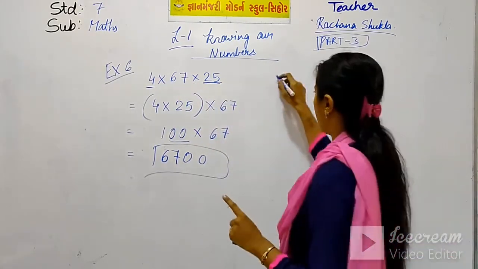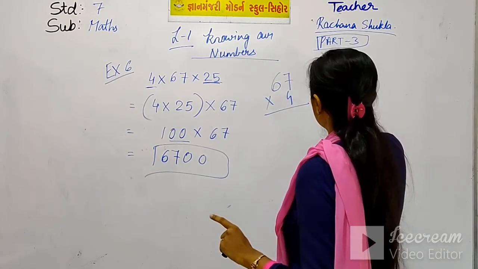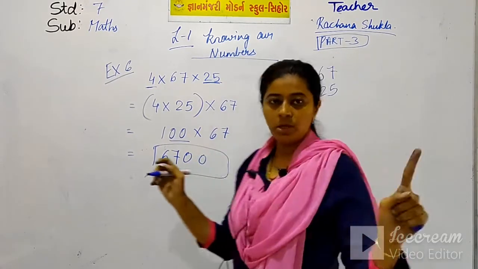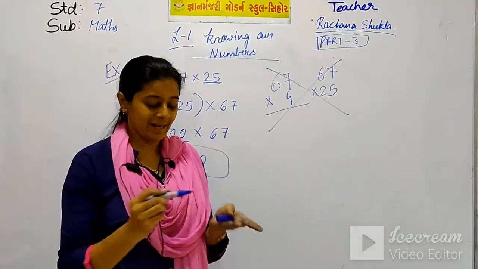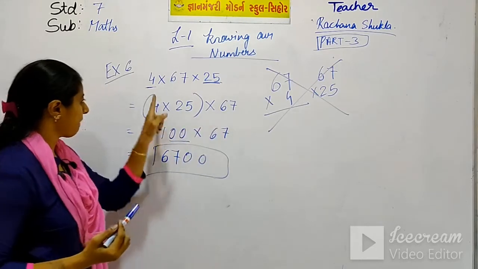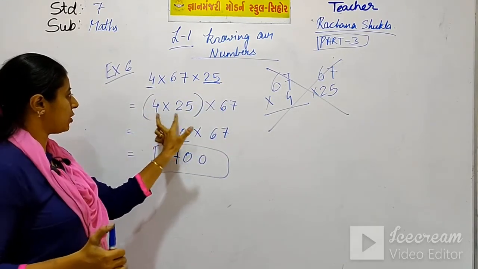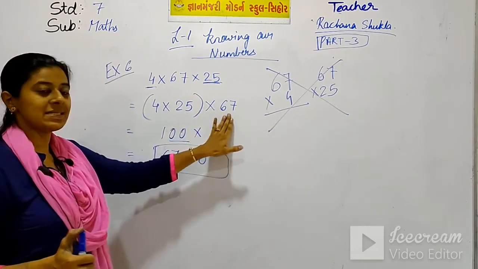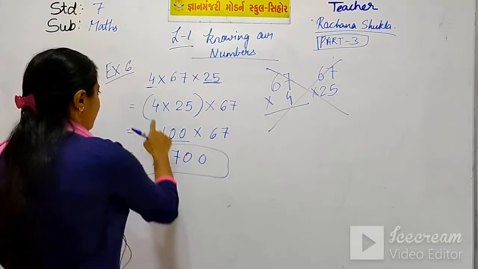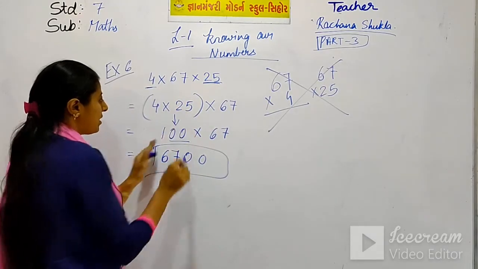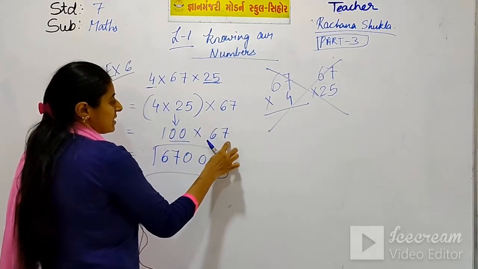So, you don't have to do like this way or like this way. No, not like this way. This is the wrong method. No, like this way, directly. 4 into 25. So, together 4 into 25 into 67. You have just grouped the numbers. Then 4 into 25 is 100. 25 fours are 100 and into 67.